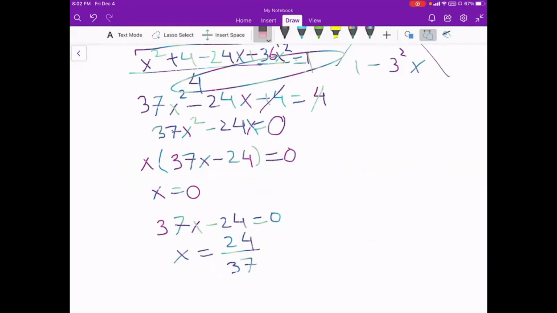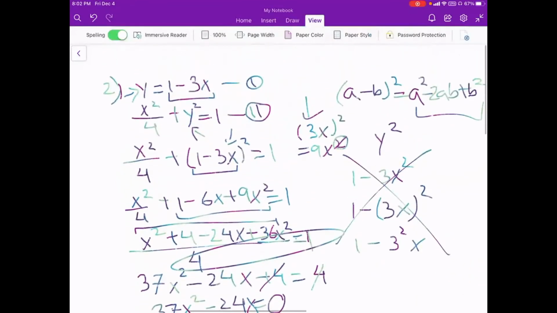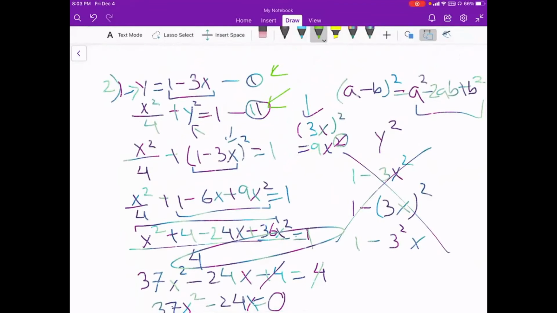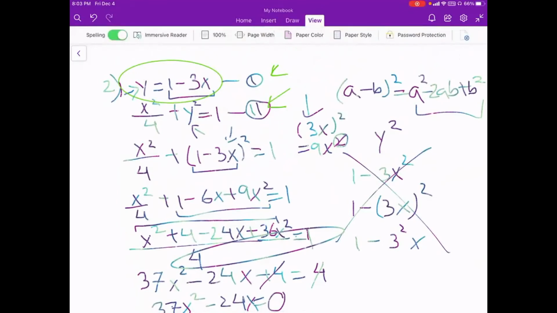Now that you have solved for x, you have to go ahead and solve for y. To solve for y, if you take a look, you have two equations here. This is your first one, this is your second one, and then you pick one of these equations. I'm going to pick this one, not only because it is solved for y, but also because it does not have any exponents. So y is equal to 1 minus 3x. That's the equation I am going to use to find the value of y using my x values.